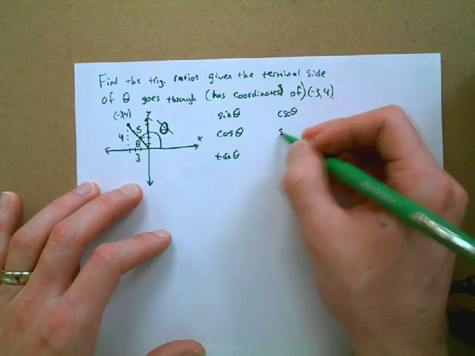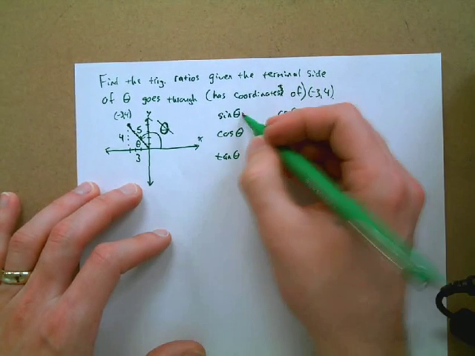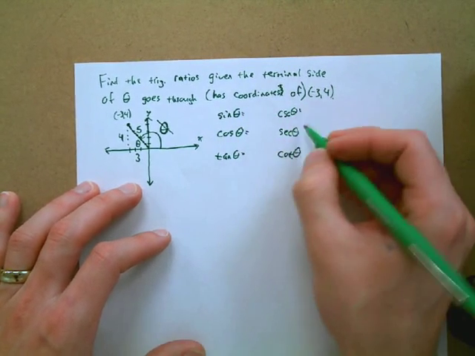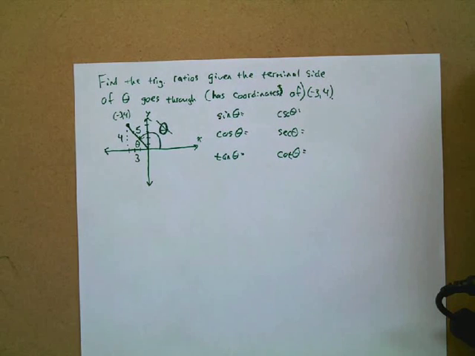So using this reference angle, what is sine of theta going to be according to our triangle? Yeah, it's 4/5. The opposite leg, 4, over the hypotenuse of that triangle, 5. 4/5. Okay.